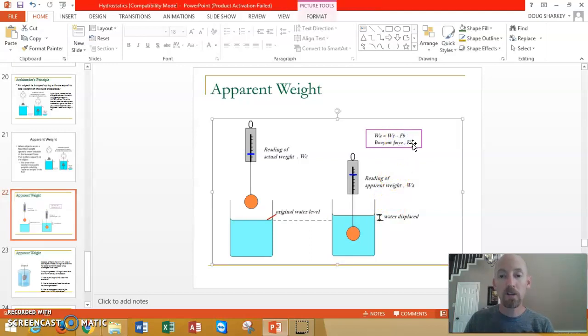So the equation that we use is: apparent weight is equal to the actual weight minus the buoyant force. This apparent weight is what you would get if you take the bigger reading, the actual weight, and subtract that upward force of buoyancy.